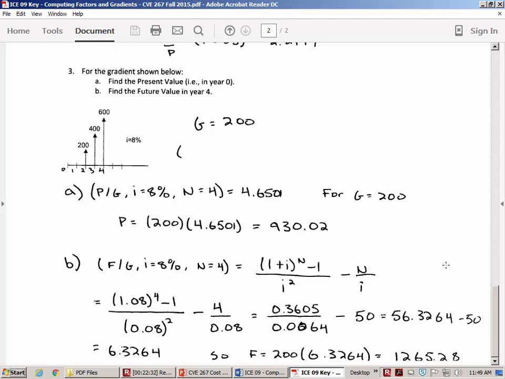There is, by the way, a formula for F/G. For some tables you can look it up off of a table like this, but in this case, for arithmetic gradients, it's just P/G and A/G. So if you want to do it to the future, you have to use the equation method.